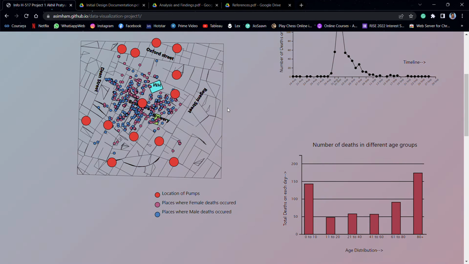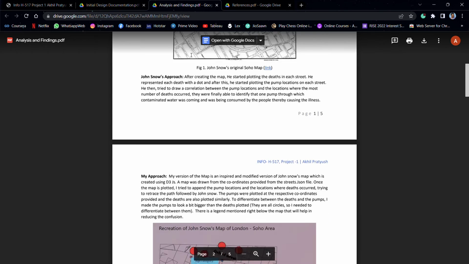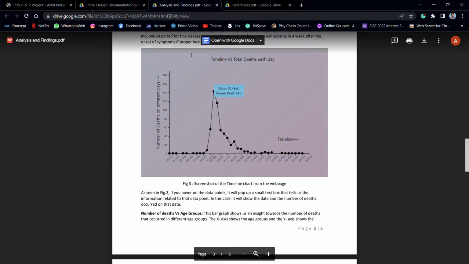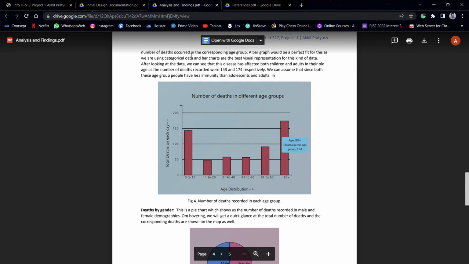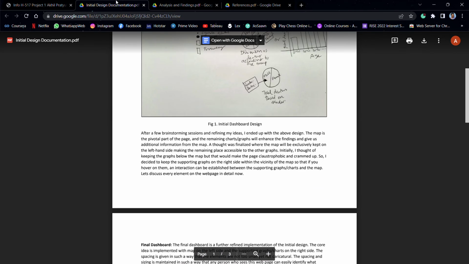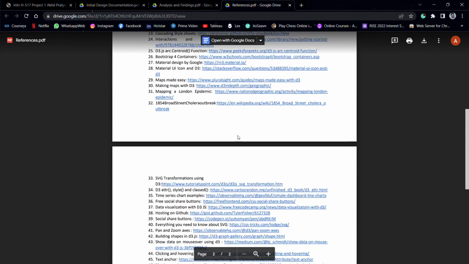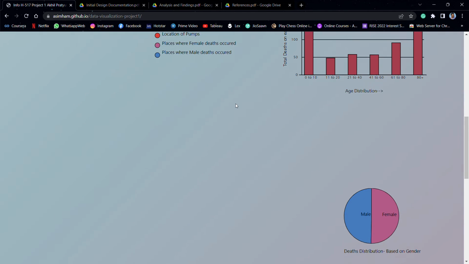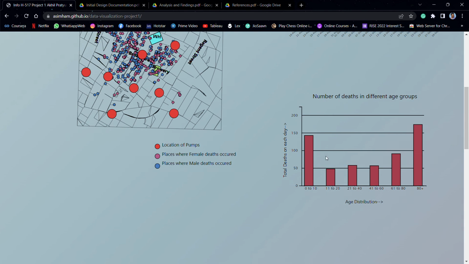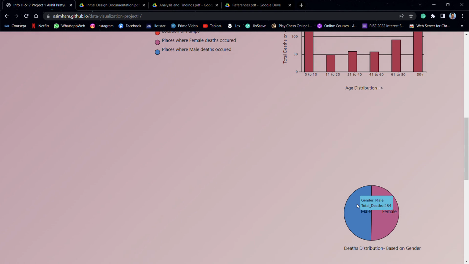So I have mentioned the same things in my analysis and findings. If you go through them, you will understand a lot of information which I've listed down, my findings, and I've explained each and every chart in detail as well. This is my initial documentation, and these are the references I used for this project. Everything is interactive with the map. The bar chart is interactive, the line chart is interactive, and the pie chart is interactive too.